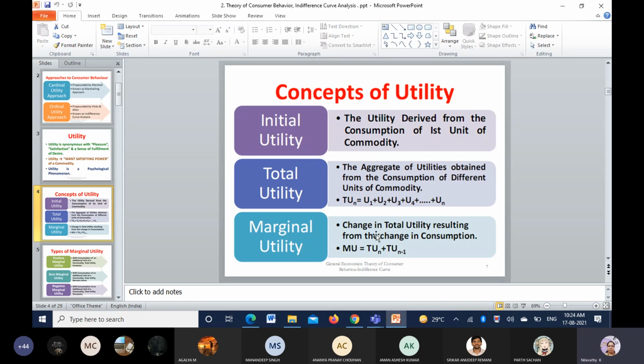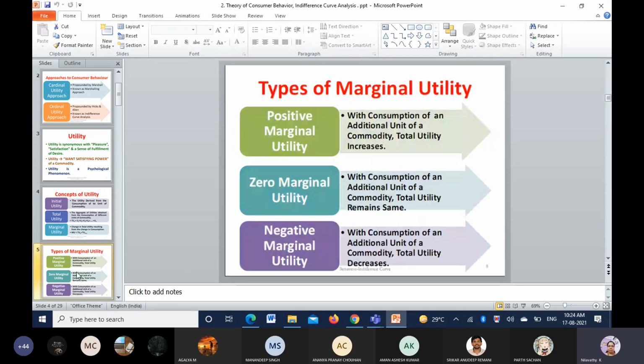Again, it is in picture format and I'm not able to edit it. That's why it has been shown as plus. So please make a note of it. Marginal utility is nothing but total utility of n minus total utility of n minus 1, the previous one. So this is the formula. Likewise, you can calculate the marginal utility.